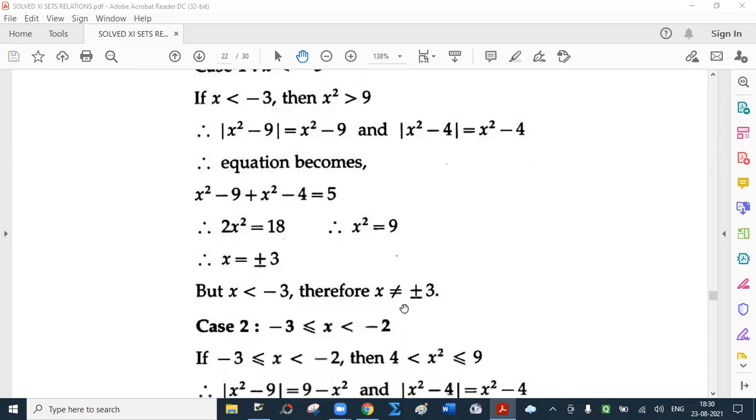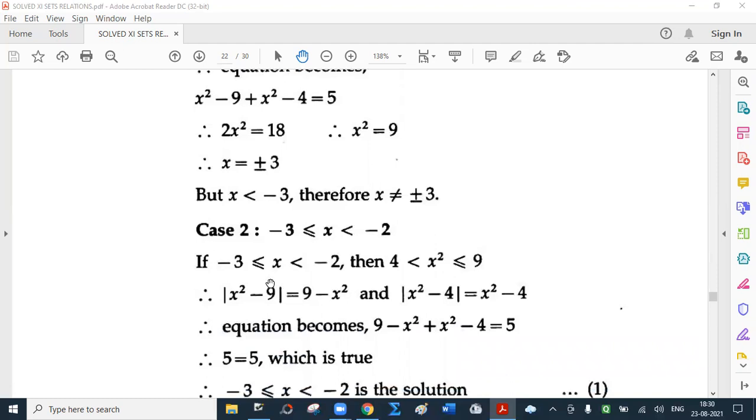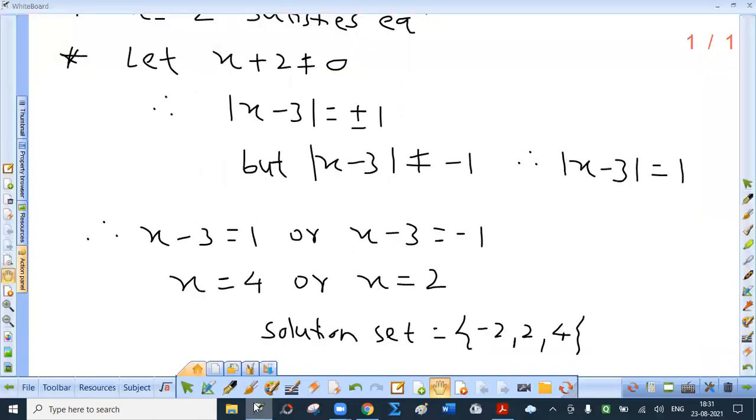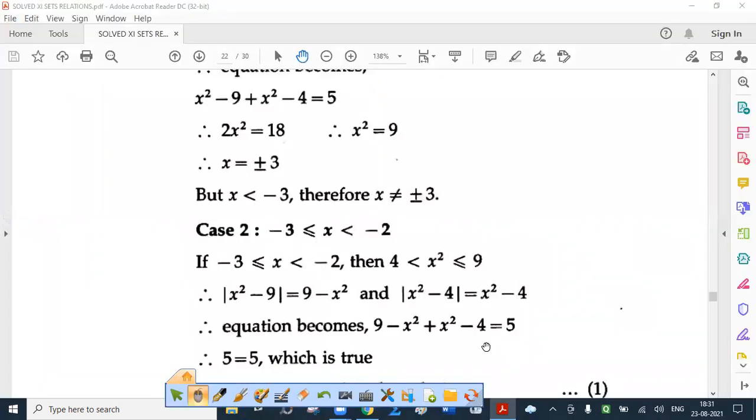Second case. Suppose x lies between minus 3 and minus 2. That is minus 3 less than or equal to x less than minus 2. In that case, 4 will be less than x square less than or equal to 9. Now, you will ask me why this is so. The reason is simple. Let me explain. Which is that case? Minus 3 less than or equal to x less than minus 2.